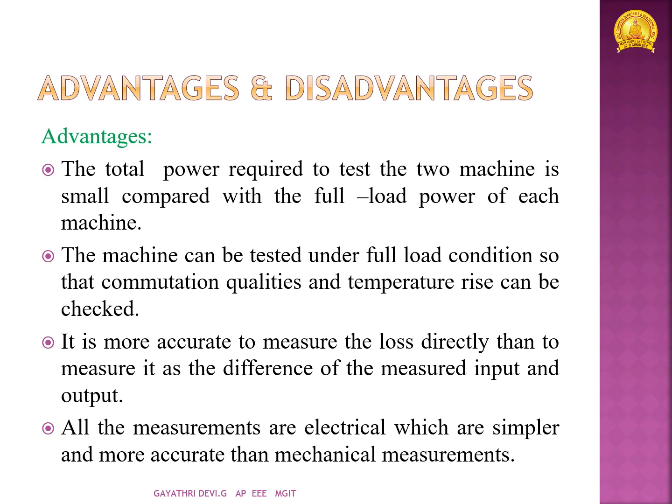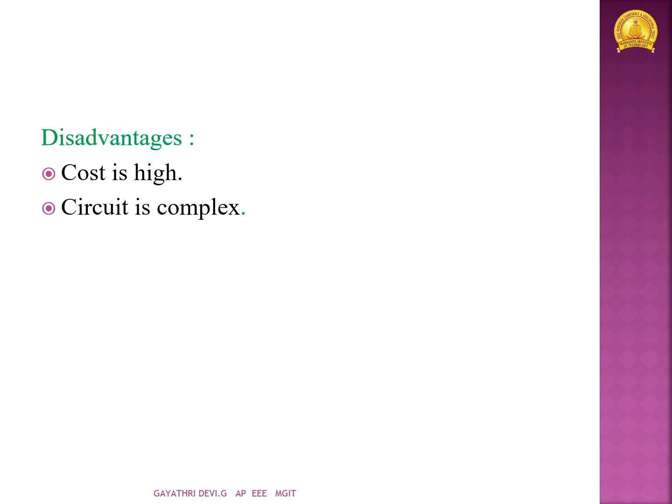Then it is more accurate to measure. All the measurements are electrical, which are simpler and more accurate than mechanical measurements. Coming to the disadvantage, we are taking two identical machines. By taking these two identical machines, the cost is very high and the circuit will always become complex.